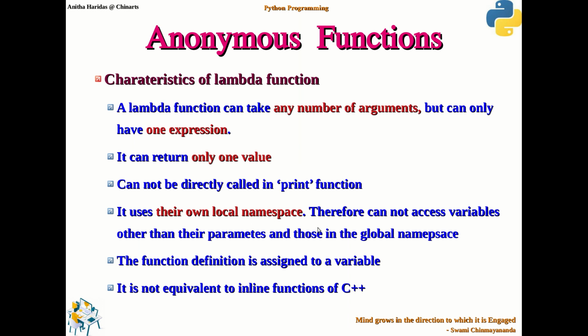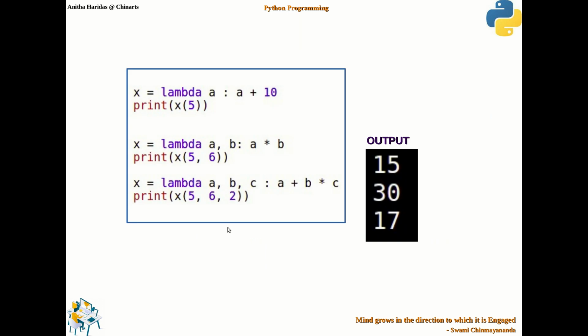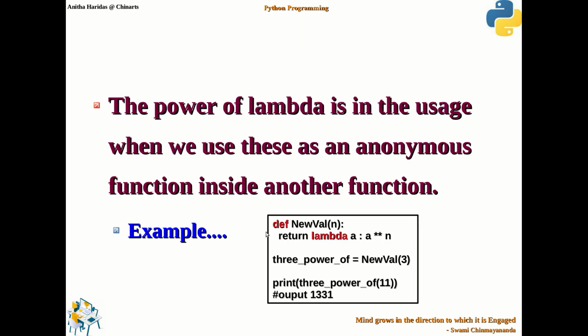Therefore, it cannot access variables other than their parameters and the variables in the global namespace. And the function definition is obviously assigned to a variable, and using the variable only we invoke the lambda function. And please understand, it is not equivalent to inline functions of C++. So these are some of the characteristics of lambda function. We had seen this also. We had seen an example.